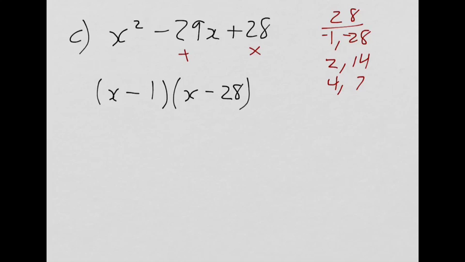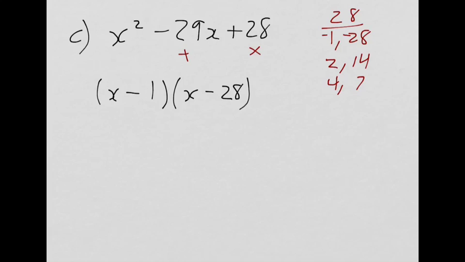Okay? So negative 1 times negative 28. Does that equal positive 28? Yes, because negative times negative is positive. Negative 1 plus negative 28. Negative 29. It gives you negative 29. It's like saying it's negative 1 degrees outside and it drops 28 degrees. What's the temperature now? Right, negative 29.